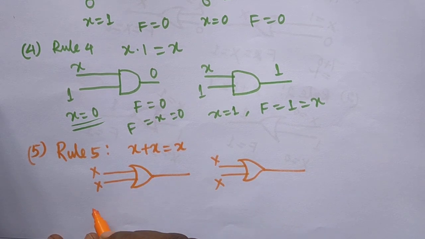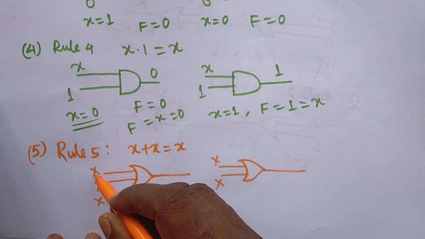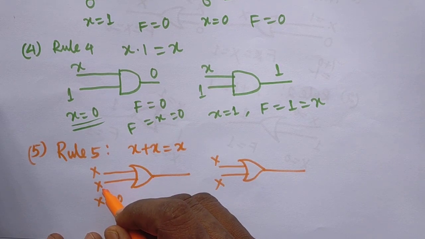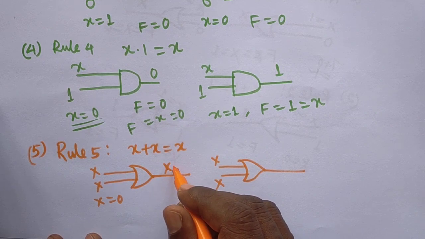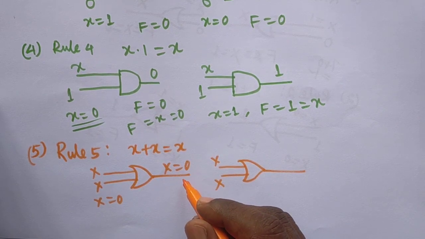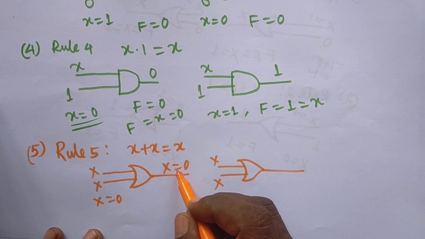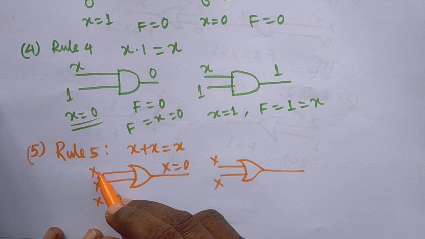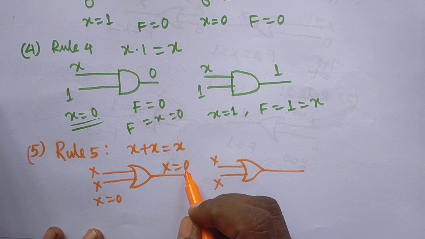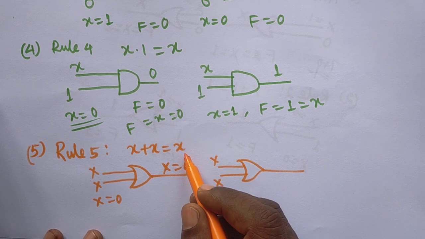You see, first suppose x is equal to 0, for example, x is 0. 0 plus 0, that is 0. So if the two values are 0, the result is also 0. So x plus x is equal to x, because when we put in the value 0, the result is also 0.